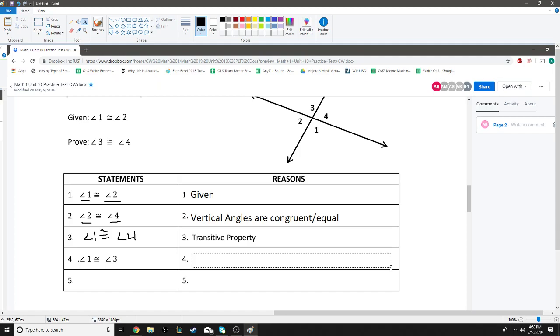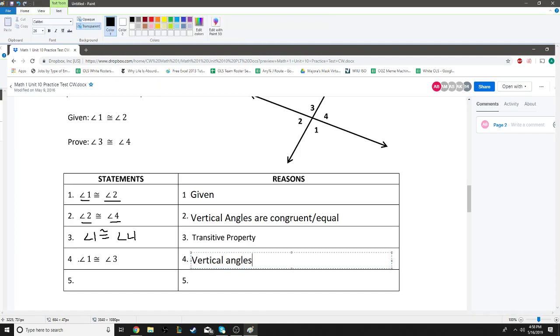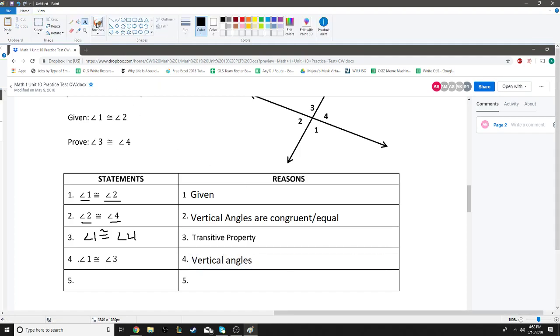Next, angle 1 is equal to angle 3 because those are also vertical angles. They are across from each other, so angle 1 and angle 3 are right there. And the last part is what we're trying to prove. You always put that as the last statement, because after you prove what you're trying to prove, why would you keep going? This used to say angle 1 equals angle 4. See how the 4 is down there? It used to say angle 1, now it says angle 3, and that's because angle 1 equals angle 3.